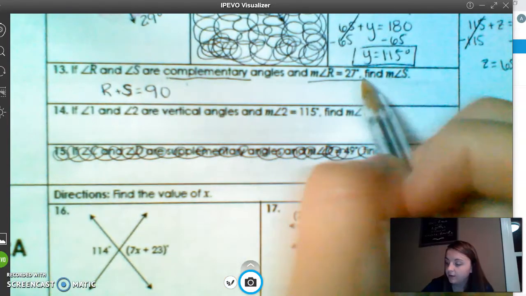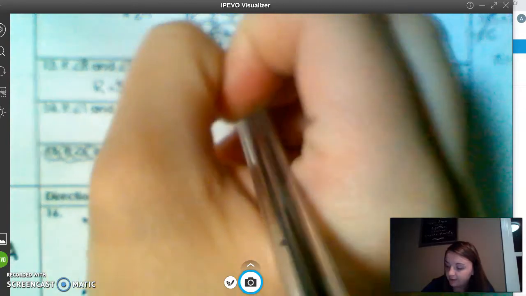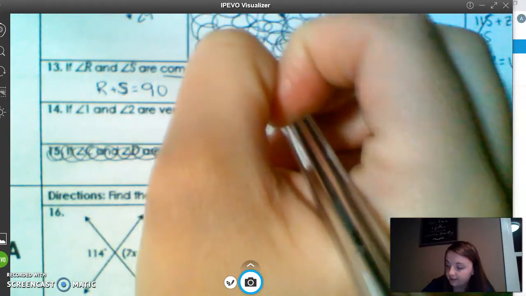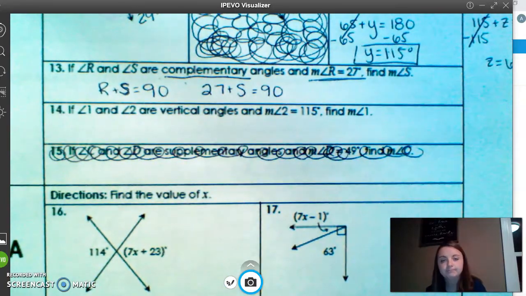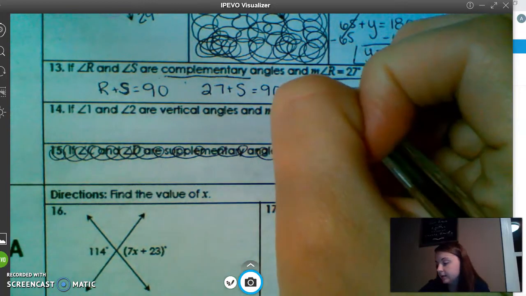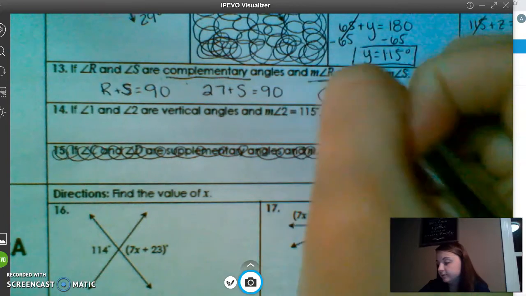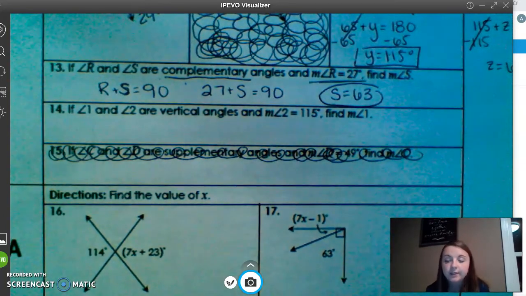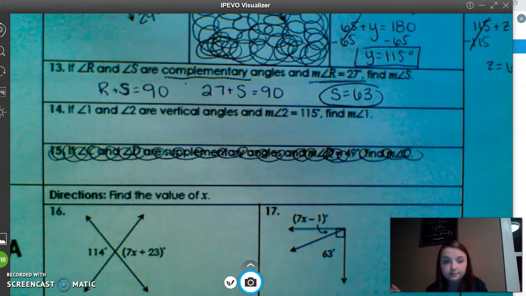Well, I know R is 27. So 27 plus S equals 90. Well, 27 plus what equals 90? That would be 63. So S equals 63. Right there, they just told us the needed information, and we use that information to find the unknown angle measure.